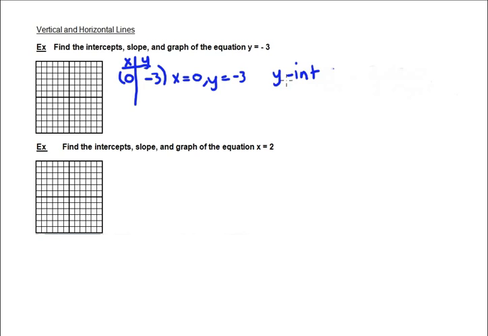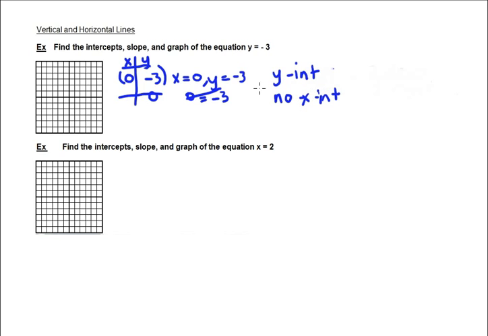Now, looking for the x-intercept, I'll let the opposite coordinate, the y, equal 0, and now I'm trying to plug that number, y equals 0, into this original equation. When I do that, I get 0 is equal to negative 3. That gives me a contradiction. That's not allowed. And so this value, y equals 0, is not permitted. That means that there is no x-intercept.